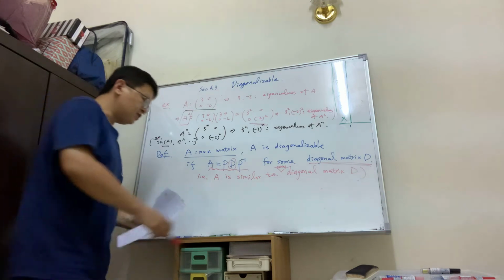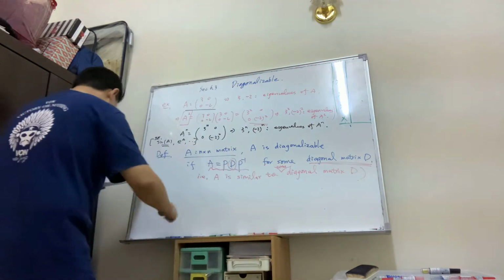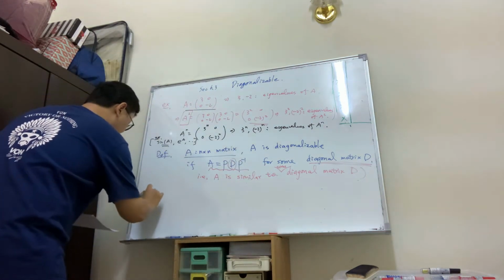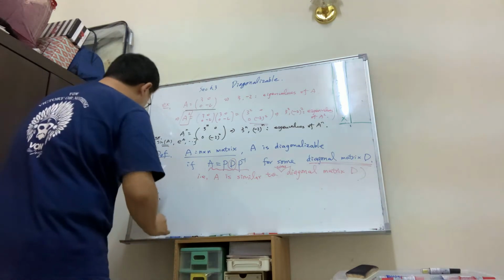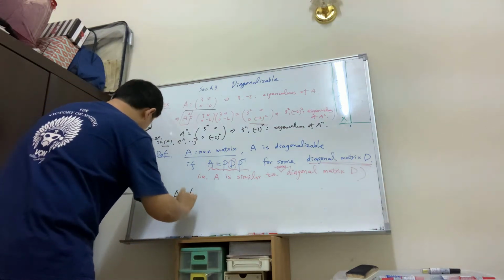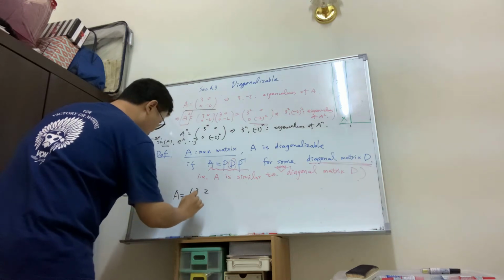Okay? So do we have an example? Yes. Our previous example in section 6.1, we have talked about this one. A equals 6, 3, 2, 3, negative 2.